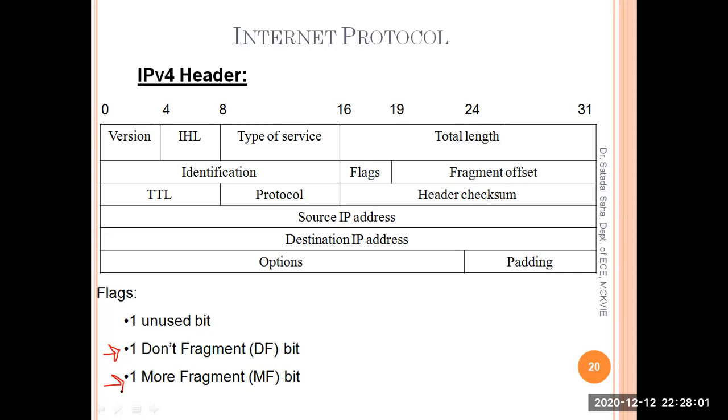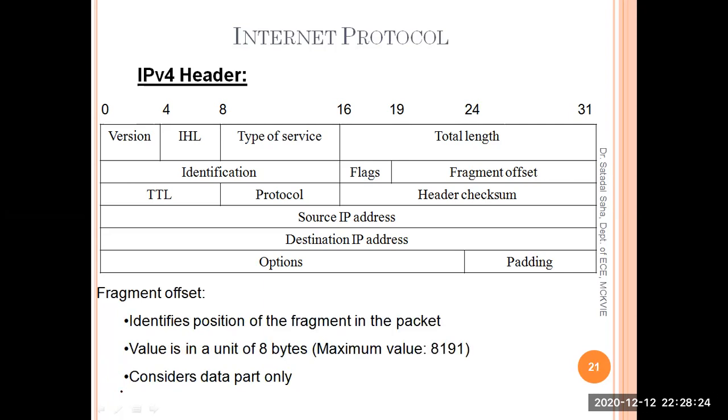Only the last fragment, or the 10th fragment, will have this MF bit as 0. That means this 10th fragment is an indication that there is no more fragment after me. So this MF bit is indicating the last fragment, and it is 0 for the last fragment, and all the previous fragments will have the MF bit as 1.